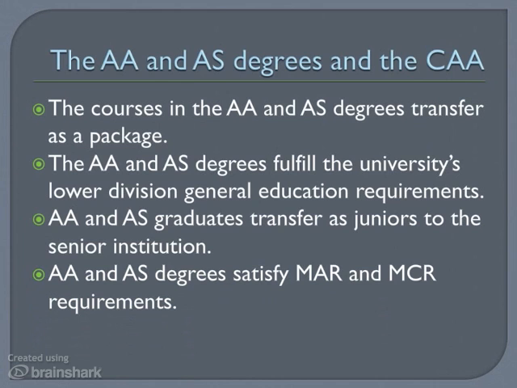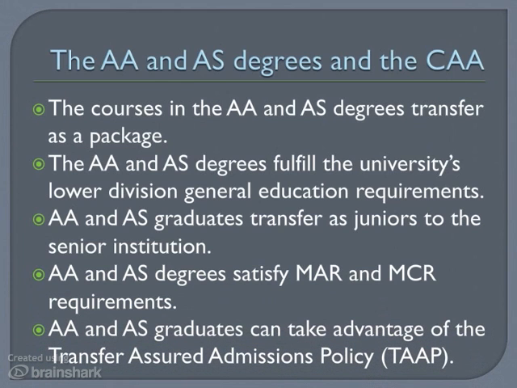Finally, but perhaps most importantly, you can take advantage of the Transfer Assured Admissions Policy, which states that students who earn the AA or the AS degree are guaranteed admission to one university in the UNC system, though not necessarily to the school of the student's choice. You must finish the degree and pass all of your classes with a C or better, and have a cumulative GPA of 2.0 or higher.